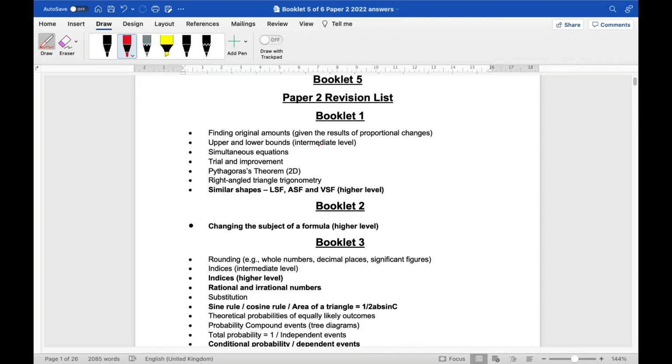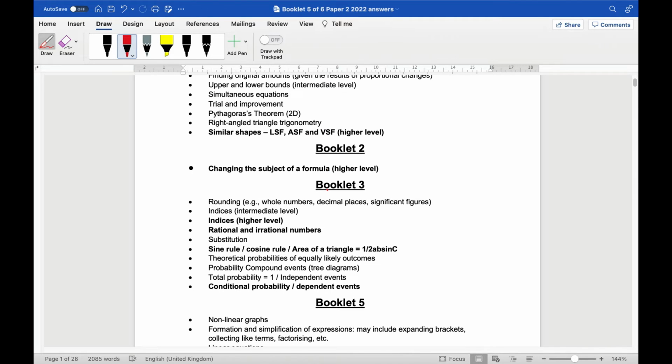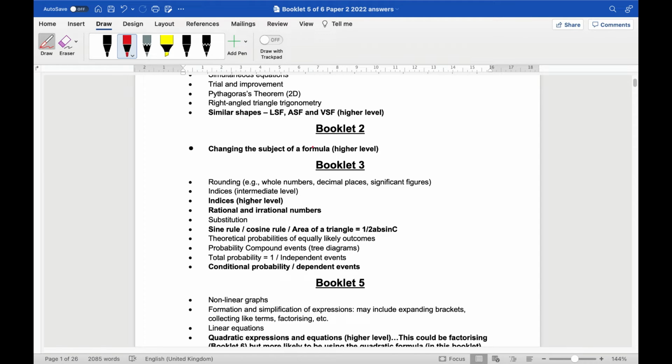So it's everything from booklet 1, the bold things being higher tier only, so the back end of the paper. Some changing of the subject of the formula from booklet 2, which could be in either paper. It could be that this isn't even a question, really. It could be that you have to change the subject of the formula in order to do things like, I don't know, it could be anything.